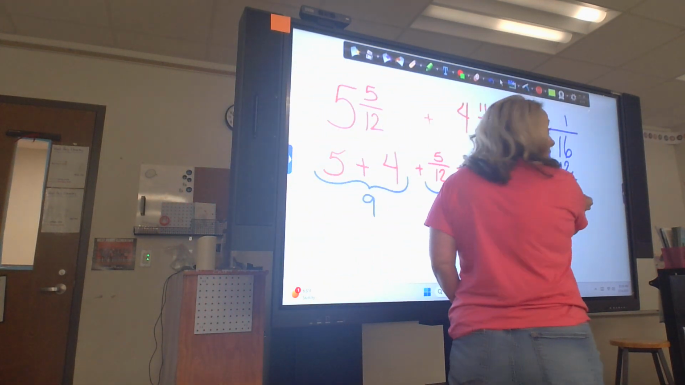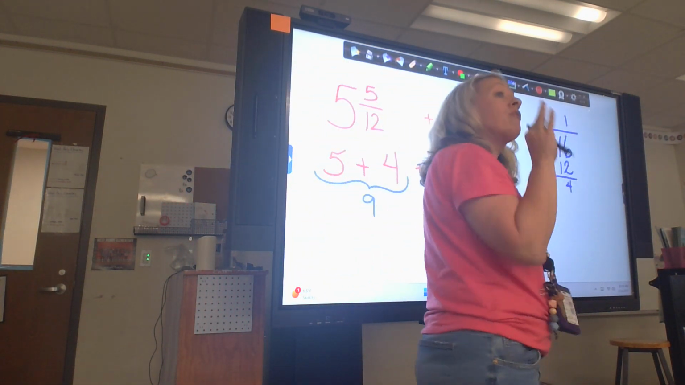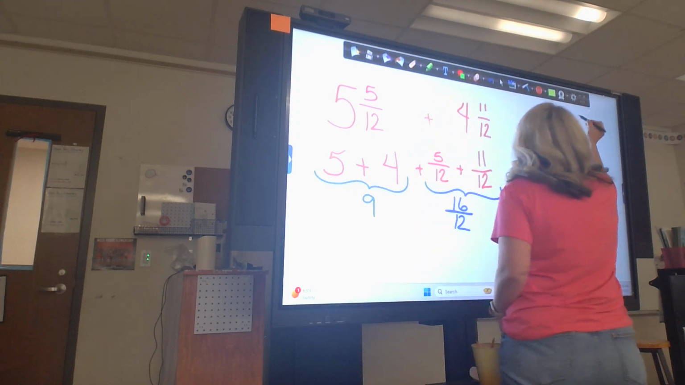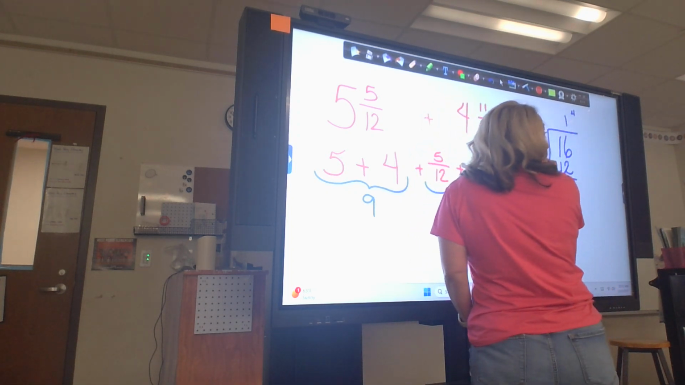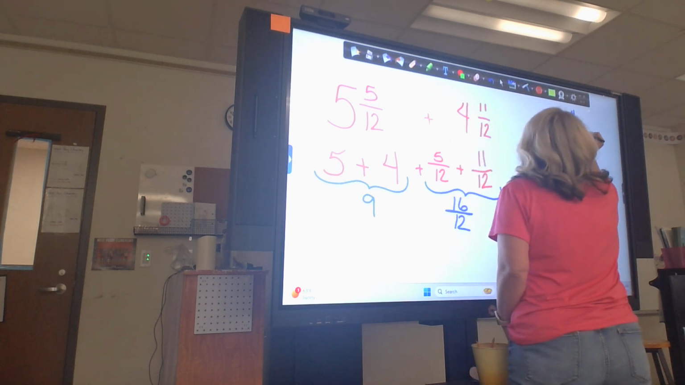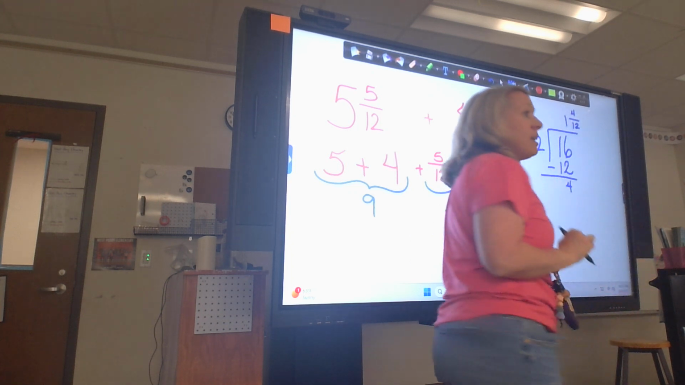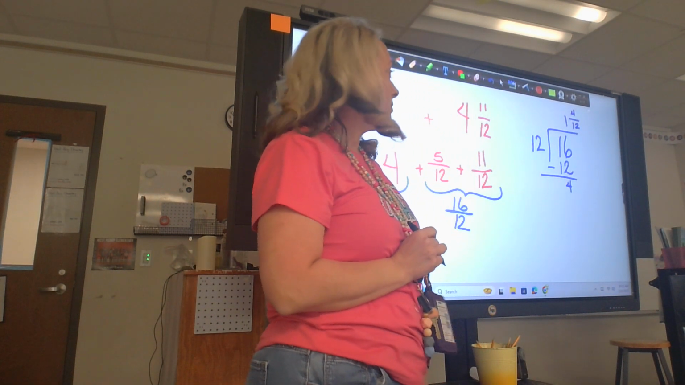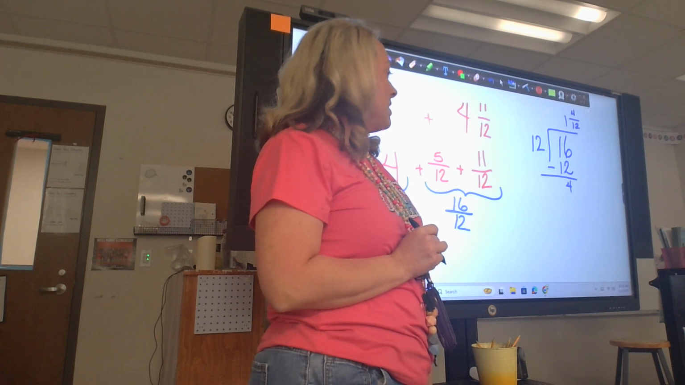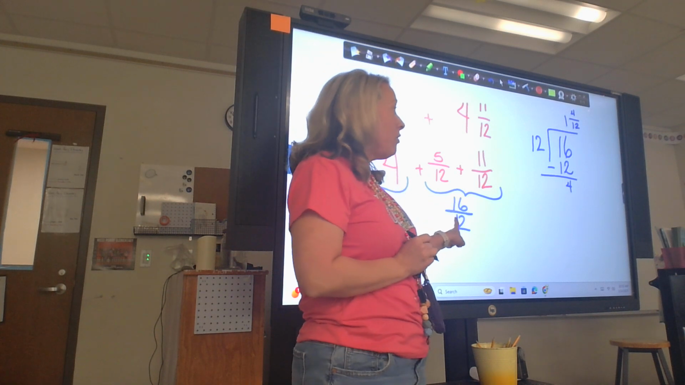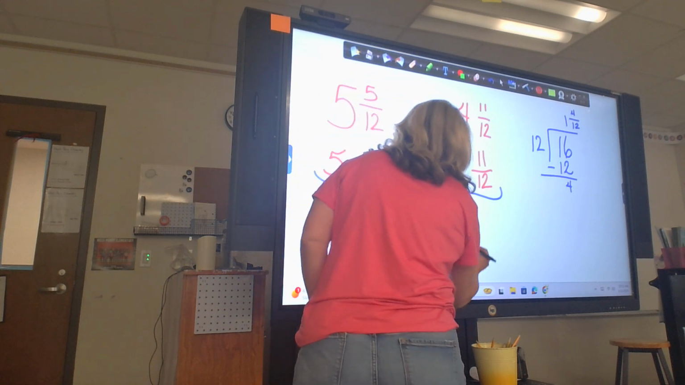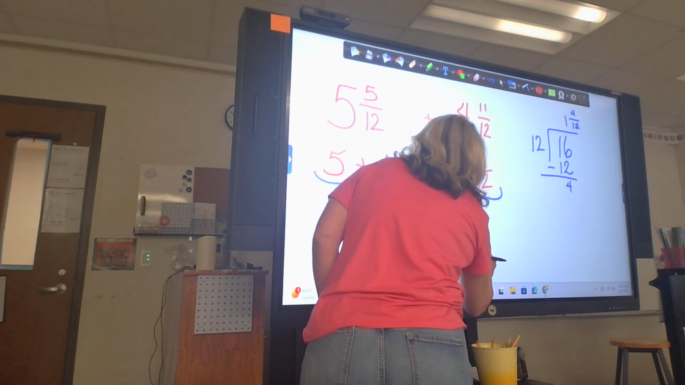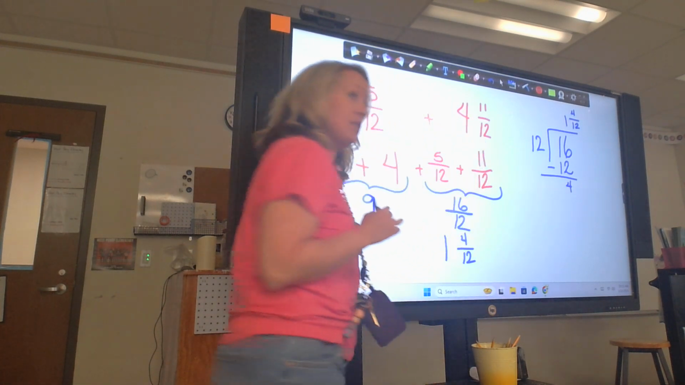This is our remainder. When we are doing fractions, put that remainder up here. Put this number as the denominator. So 16 twelfths is actually 1 and 4 twelfths.